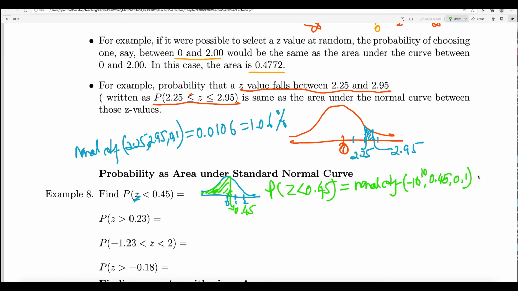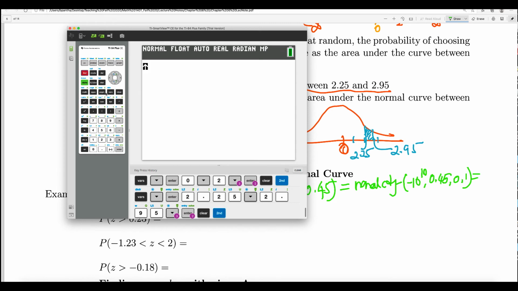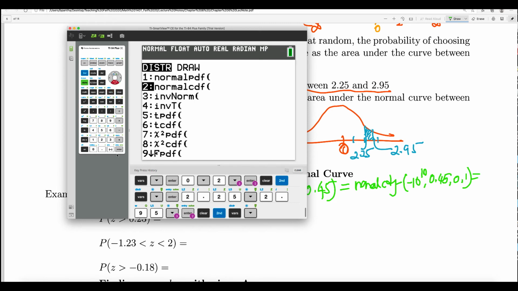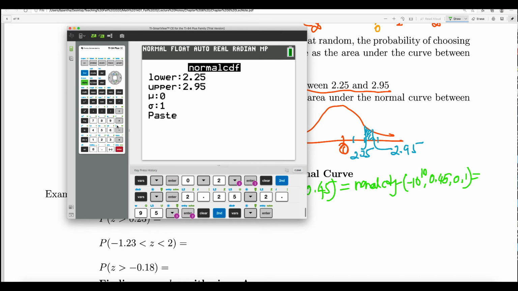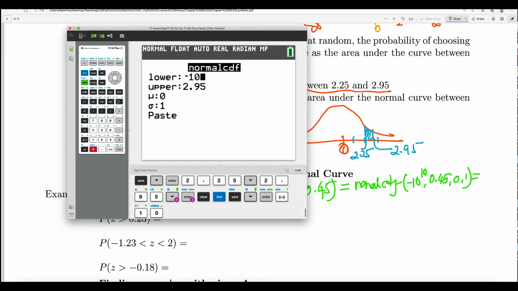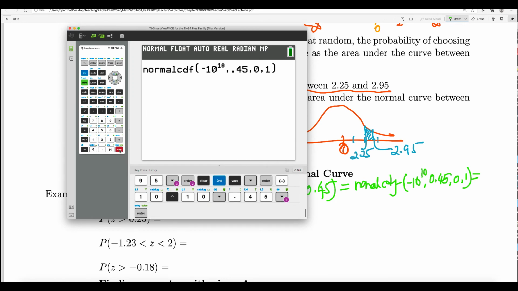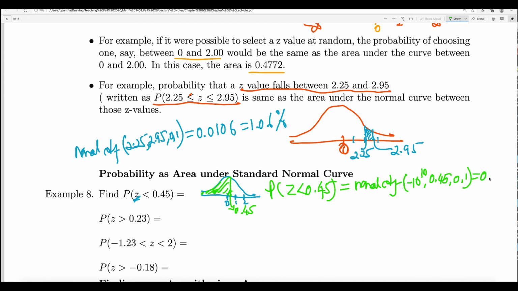And if you use the calculator, what you get is, let me show you that. That will be second VARS, normal CDF, hit enter. It is negative 10 to the 10, the smallest number, right? And then the other is 0.45 as the right bound, and then 0 and 1. You will have to enter this in your TI-83 if you are using that. And this is what you get: 0.6736. That is the same as 67.36%. This is what you get, okay?